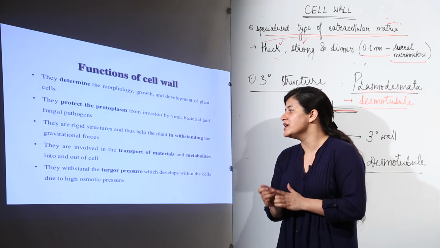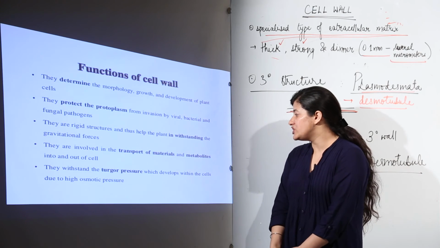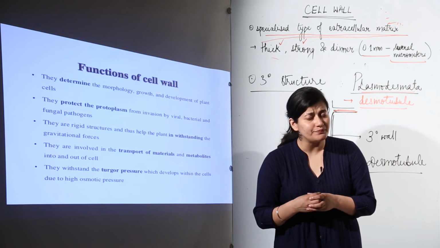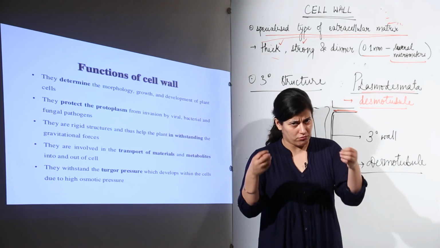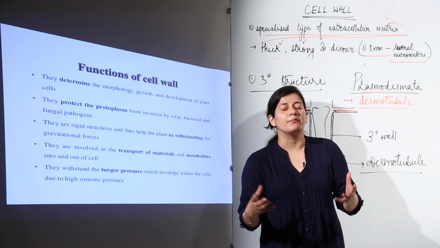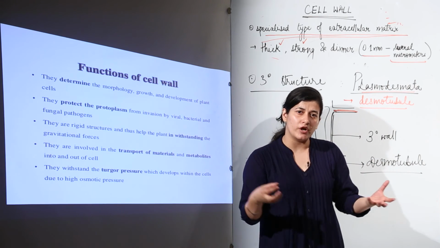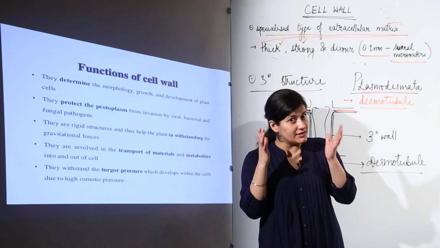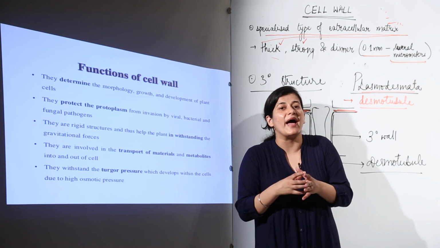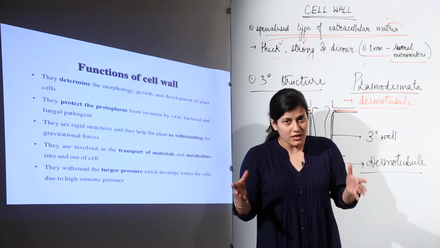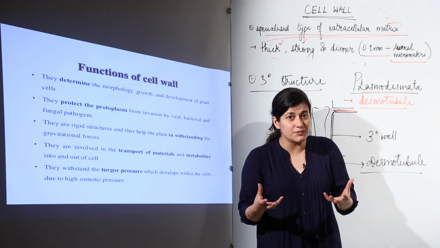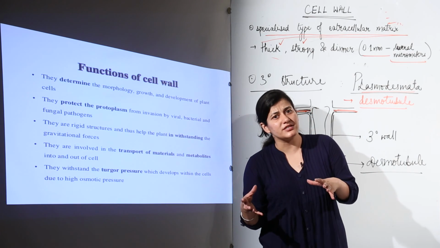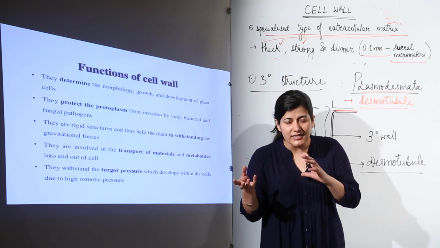And then the last one is they withstand the turgor pressure which develops within the cells due to high osmotic pressure. Supposedly you have a cell and it gets filled with more and more water. For example, take a balloon. You fill it with more and more air. If it does not have a rigid covering that maintains it so that it does not expand beyond its size, it bursts. In the case of plant cells, they don't burst usually. Animal cells burst if they are put in water, after some time, because the osmotic and turgor balance is not maintained.